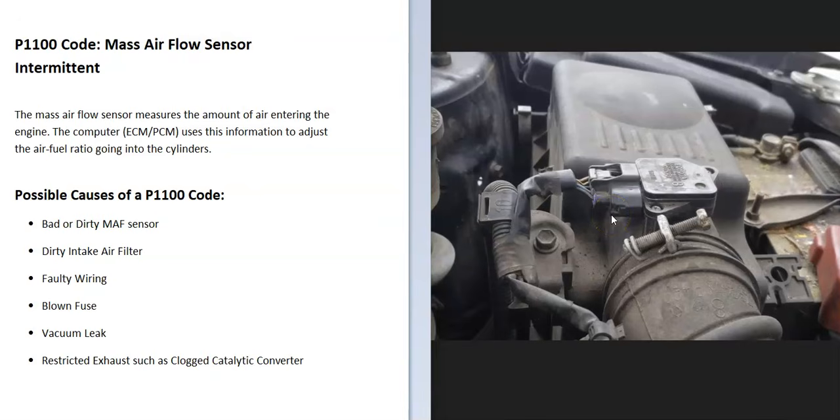Well, it could be a bad or dirty MAF sensor, could be a dirty air filter, could be in the wiring, could be a blown fuse. There could be a vacuum leak, and it's possible that the exhaust is restricted, like a clogged catalytic converter. That'll usually give you other codes, so if you are getting other codes, be sure to pay attention to that.